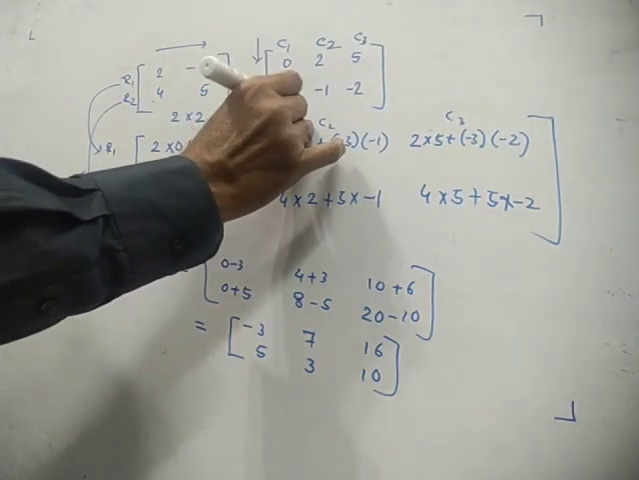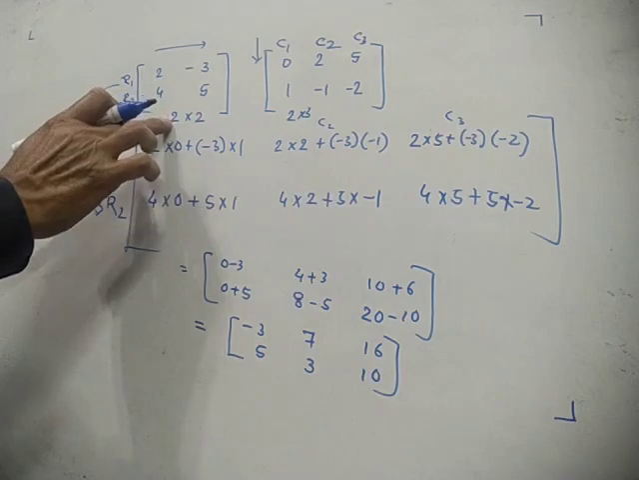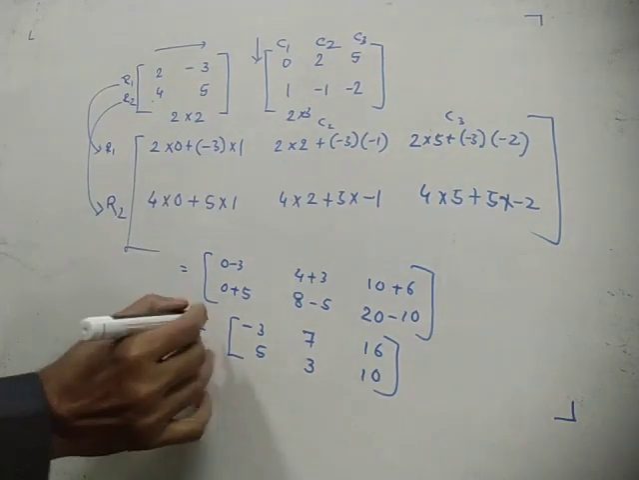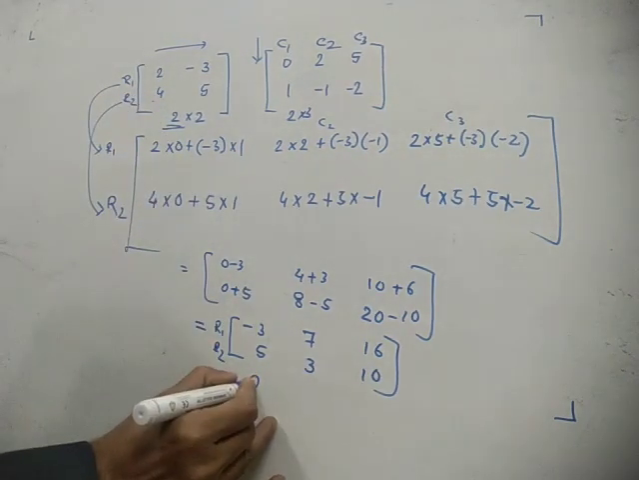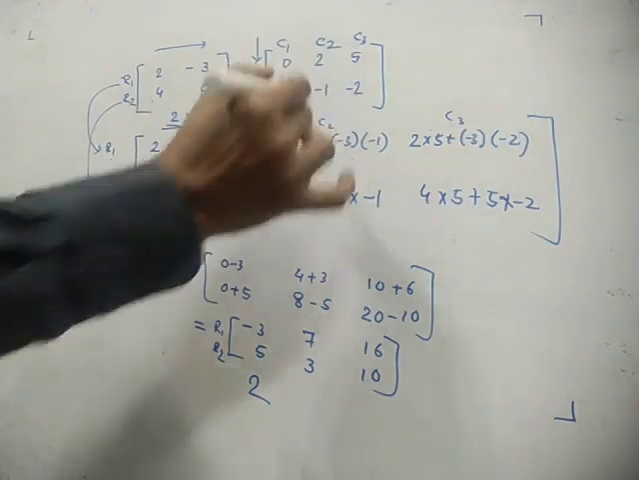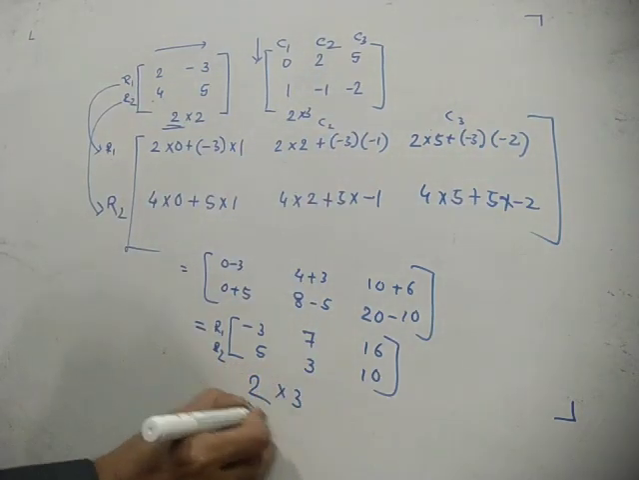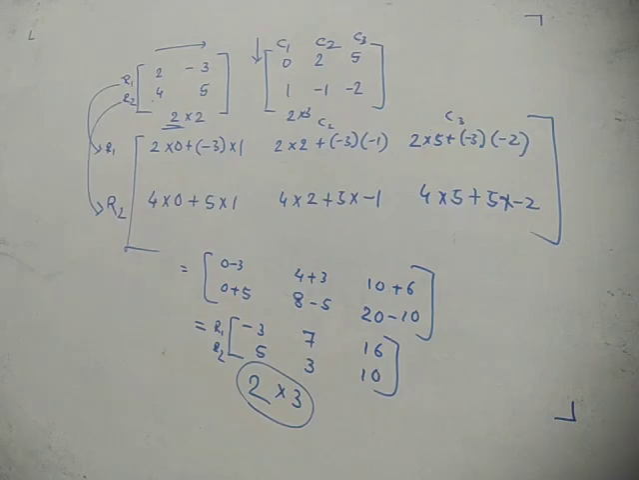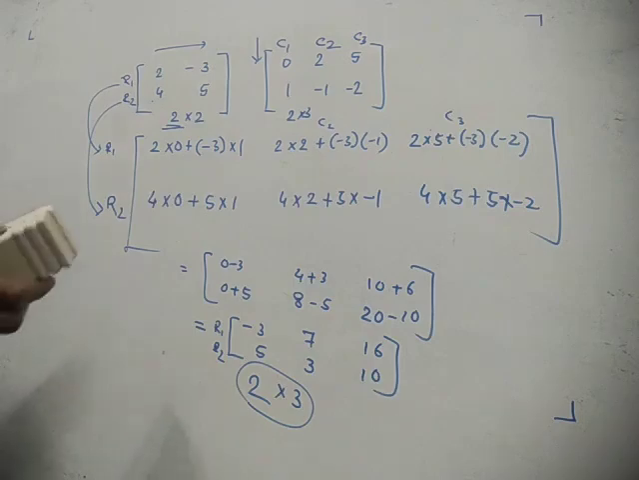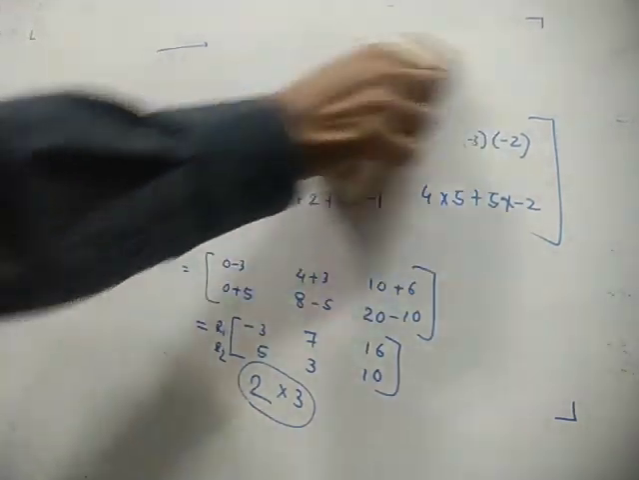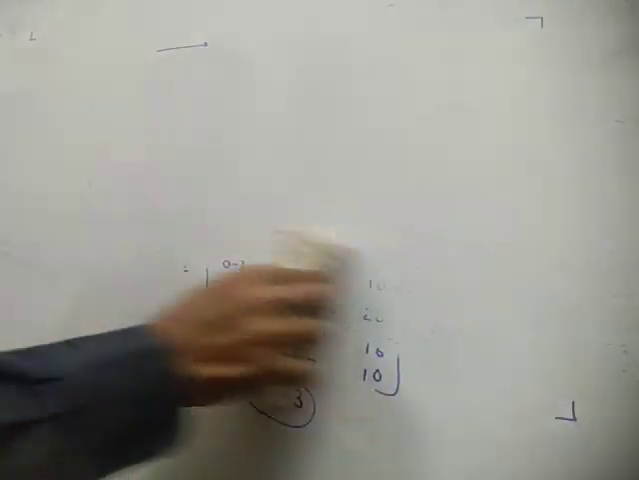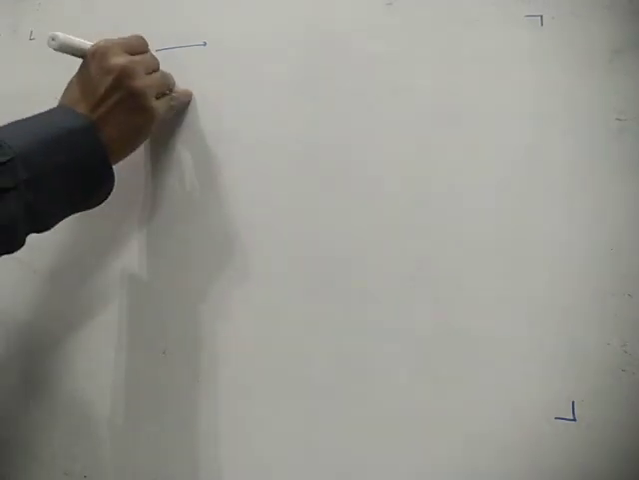The first matrix order was 2 by 2 and the second matrix order was 2 by 3. The new matrix gets 2 rows, R1 and R2, according to the first matrix's row number. The second matrix has 3 columns, so the result matrix will also have 3 columns. That means the first number of the first matrix's order and the last number of the second matrix's order give the order of the new matrix. Now we will watch one or two more examples.